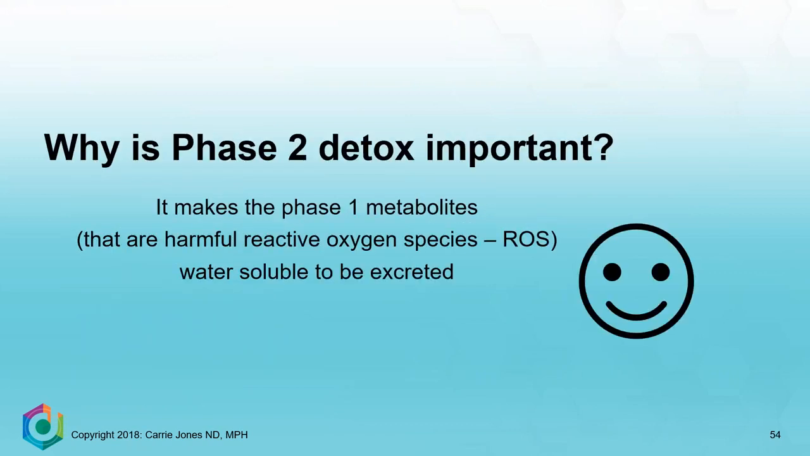So why is phase 2 detoxification important? Well, it takes those phase 1 metabolites that are harmful reactive oxygen species and makes them water soluble to be excreted. So the phase 1 gets the ball rolling, gets the water in the bathtub, and your phase 2 is what neutralizes it. It's the drain that then sweeps it out of the body, or out of the house, out of your clawfoot bathtub, so you can properly excrete it.